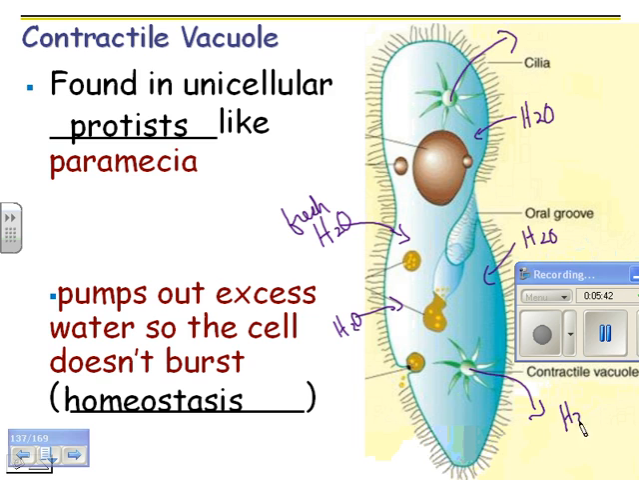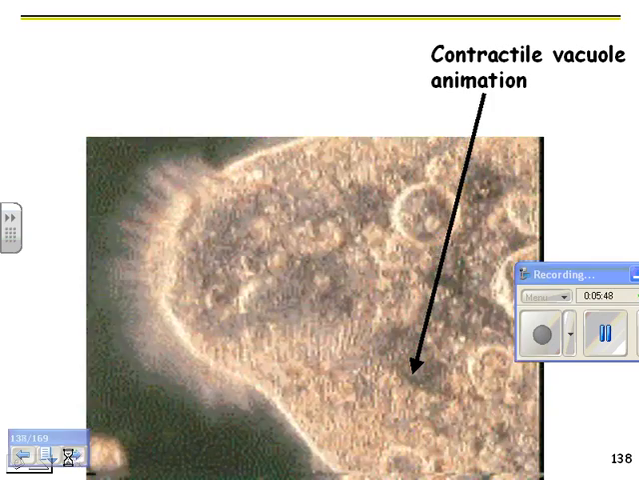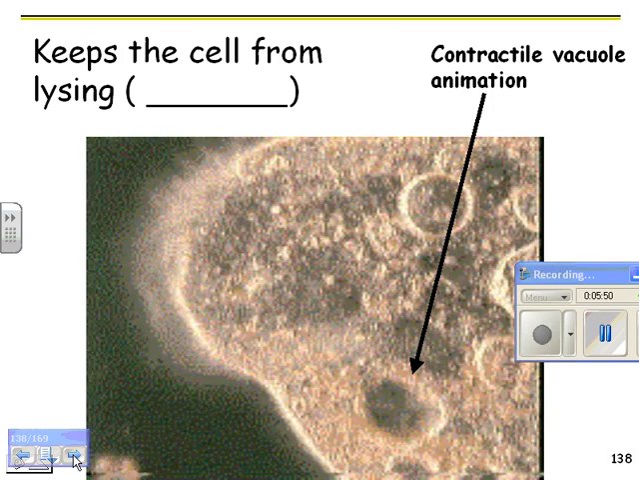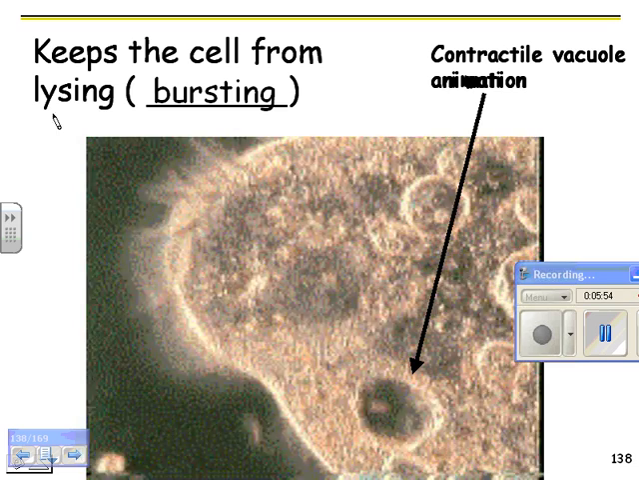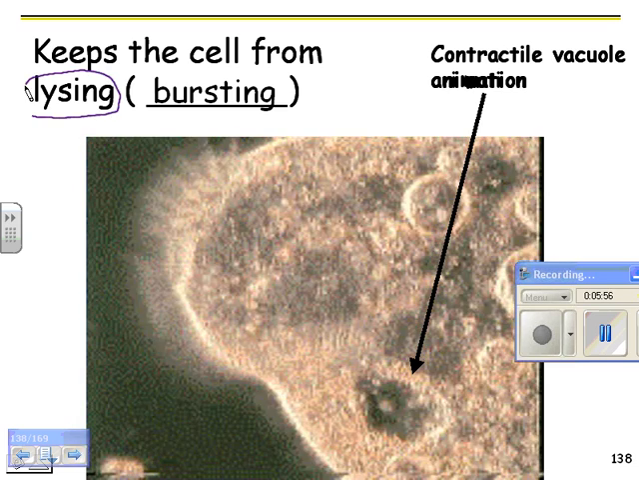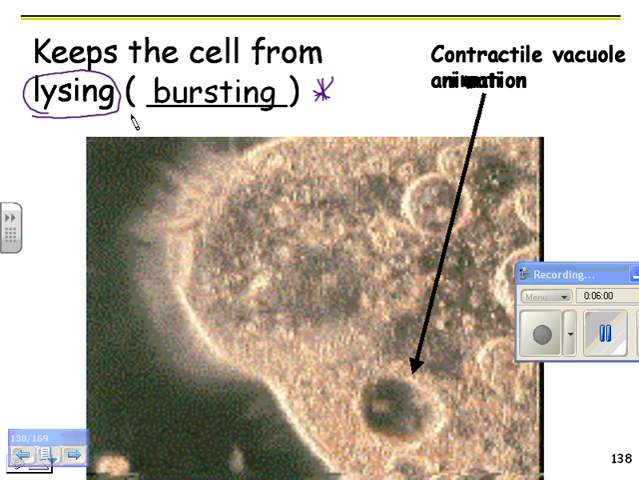If it didn't push all that water out, this whole thing would get so much water into it, it would burst. Bummer. Here's a video of it that I'll show you in class because it's probably not working here. It keeps the cell from lysing, or another word for lysing is bursting. So here's another vocabulary word for you to memorize. You put a star next to that. You should know the word lyse means to burst.